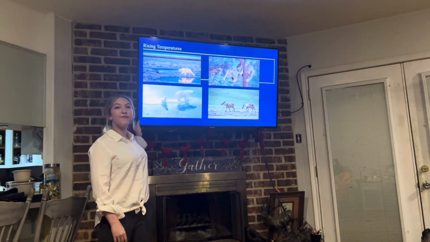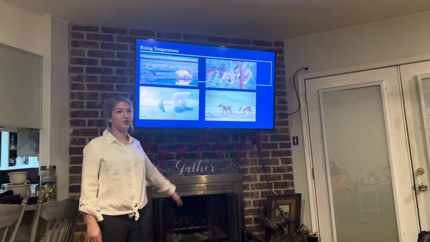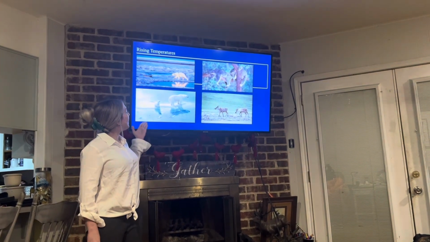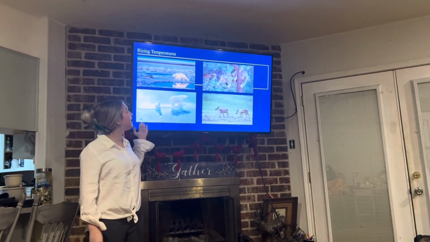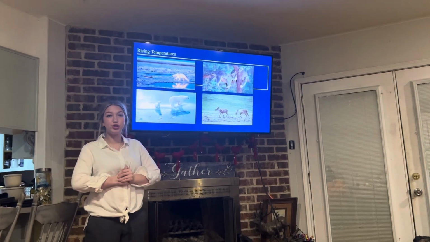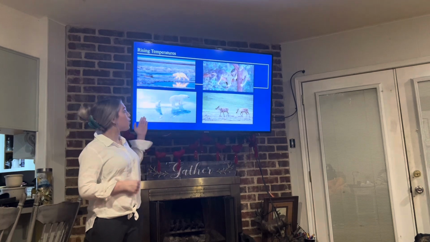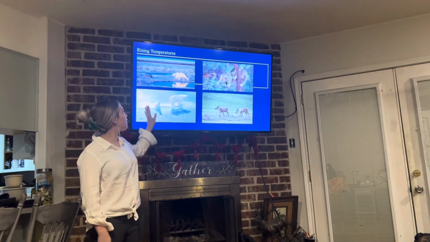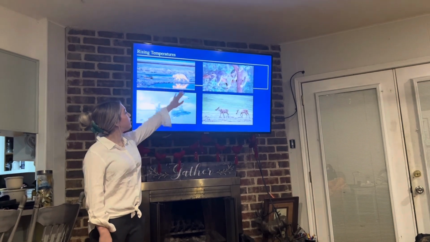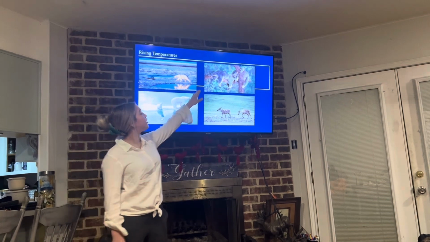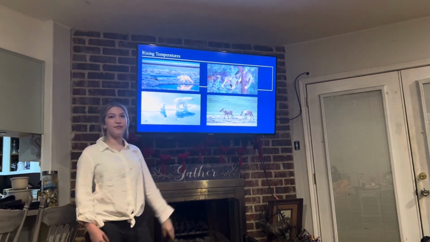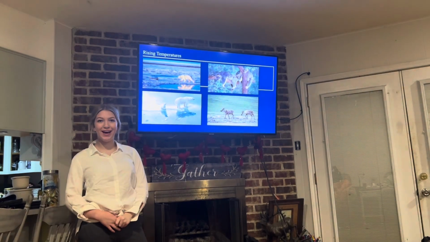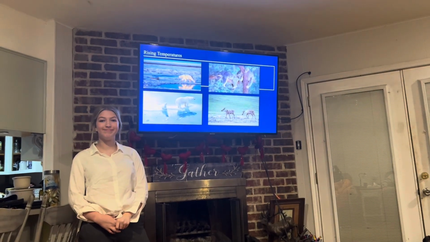My first main point is rising temperatures. Right here I have some images of animals being affected by rising temperatures due to climate change. I have polar bears, whose ice caps are melting, and you can see the koalas are drained of heat. And here are some more pictures of animals being affected by rising temperatures.